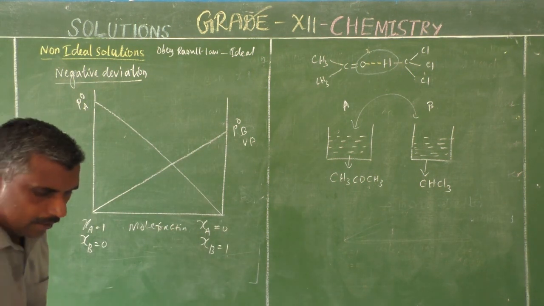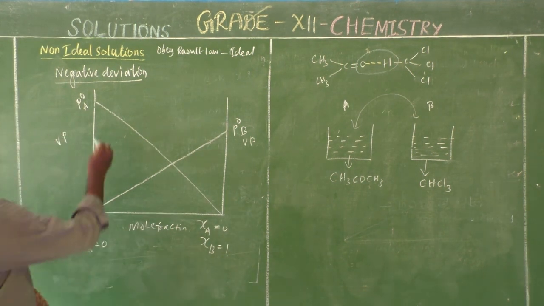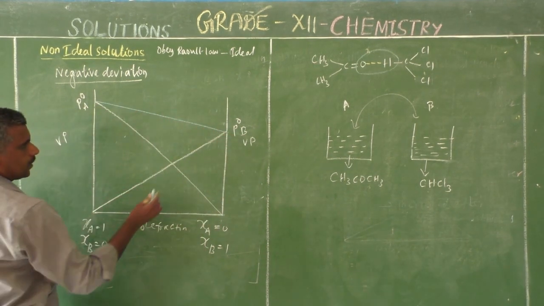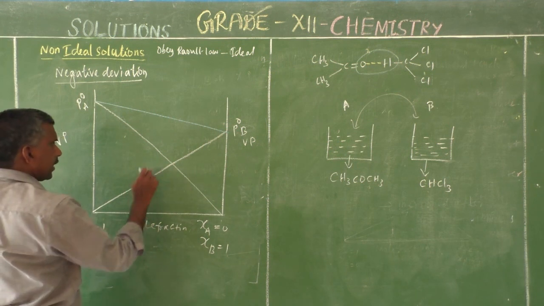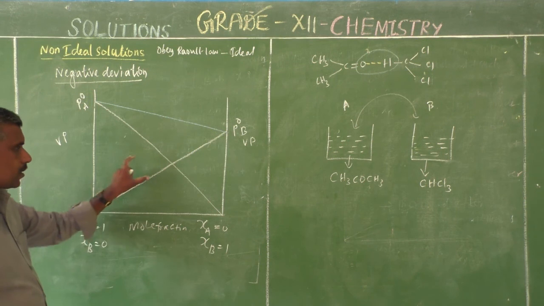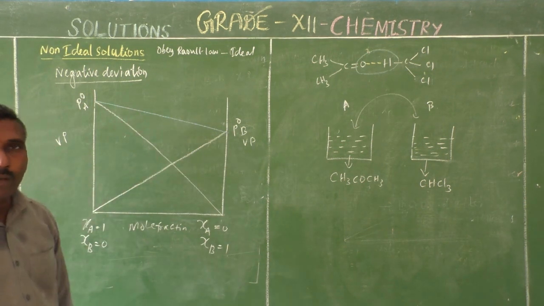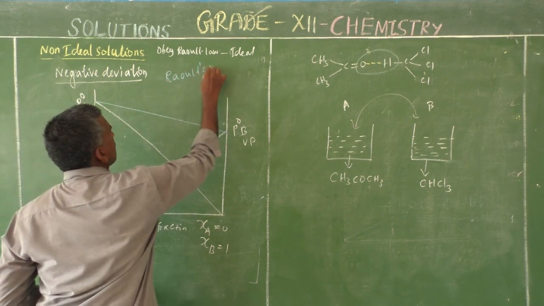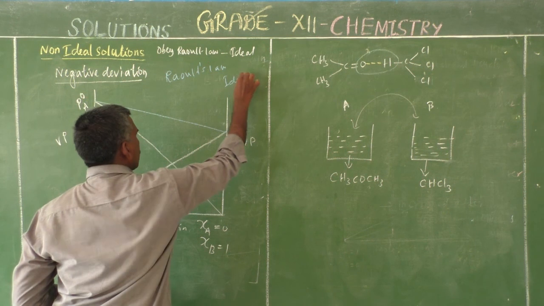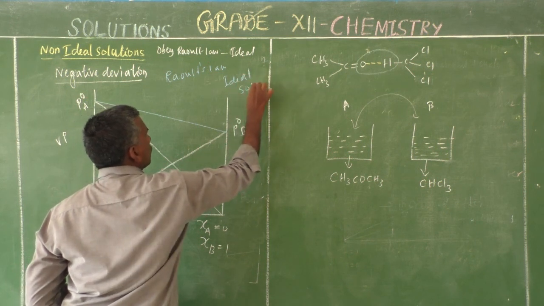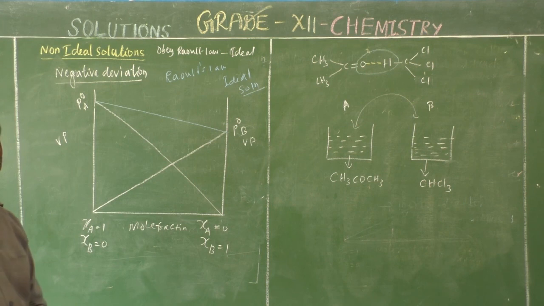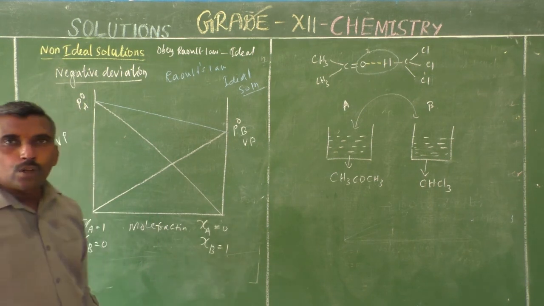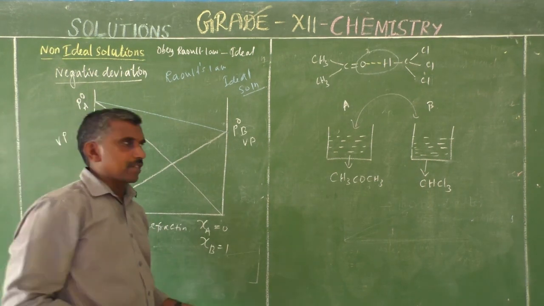As per Raoult's law, what is the total vapor pressure? The total vapor pressure is the sum of the partial pressures of component A and component B. This is for Raoult's law. That is the ideal solution graph. This graph is applicable to an ideal solution. But when acetone is mixed with chloroform, deviation takes place.